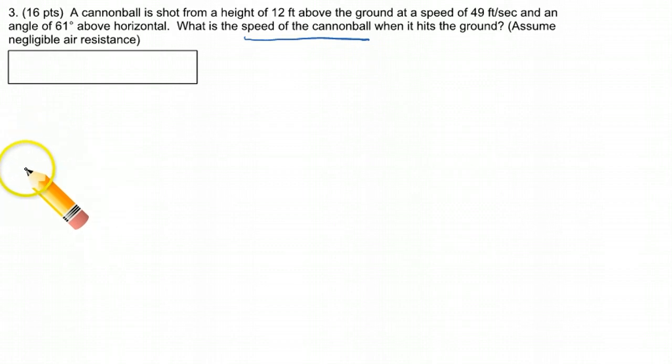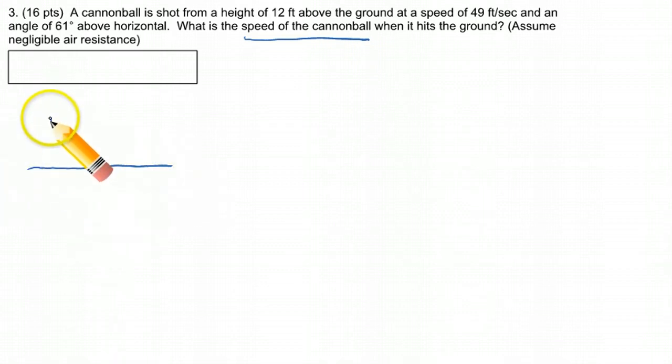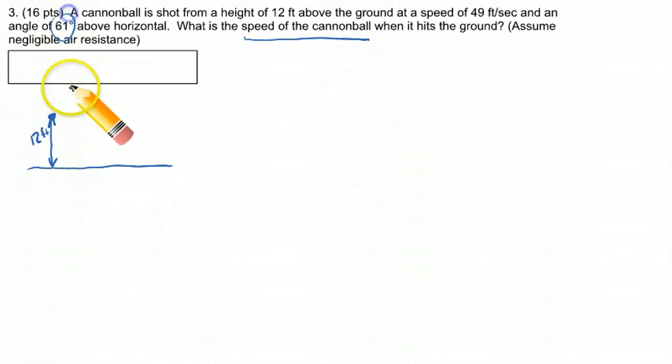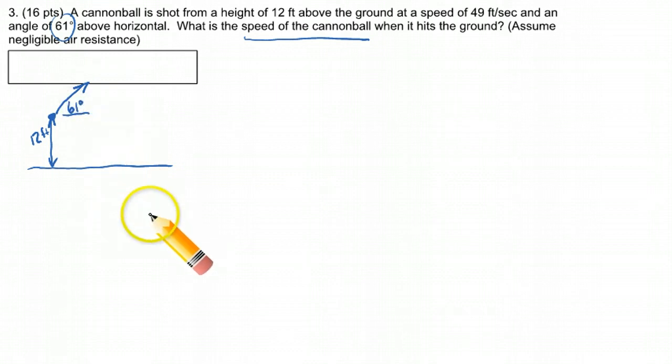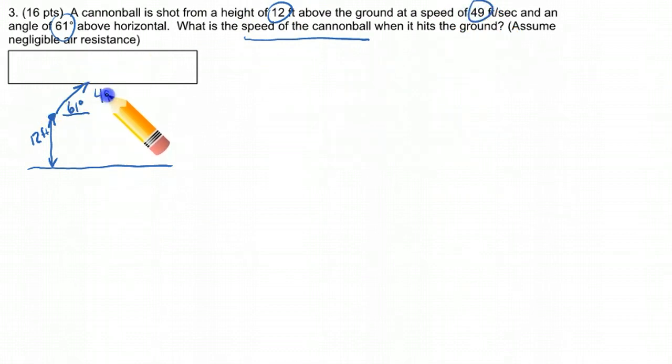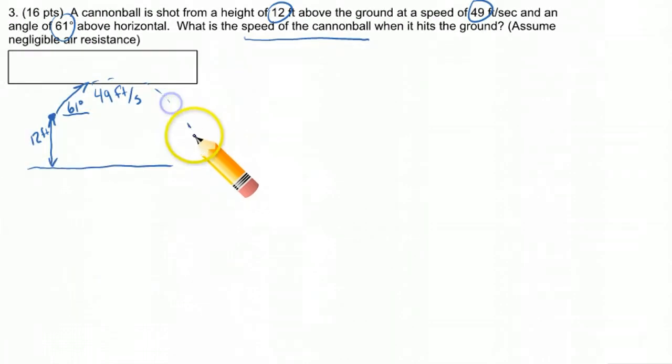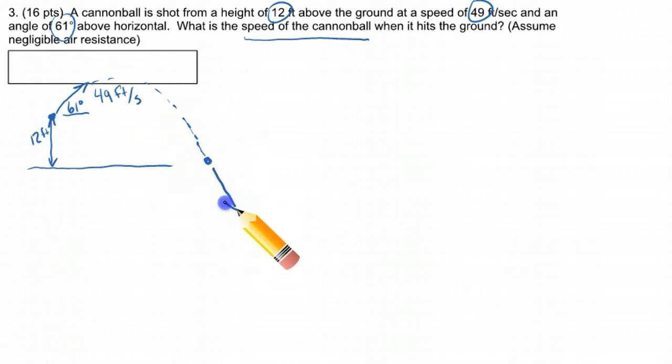We still want to sort of draw things out. So let's draw the ground. We're shooting from a height of 12 feet. Okay, so initial angle of 61, so pretty steep right here. And the 12 feet we got from right there, 49 feet per second. Obviously it goes and hits at that point. It's going to have some velocity there, and that's what we want to find.